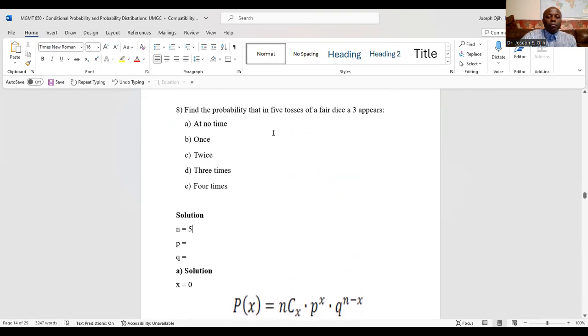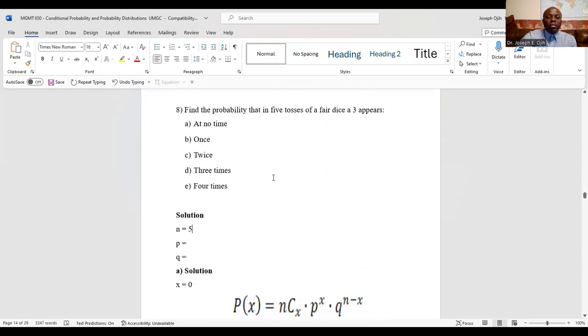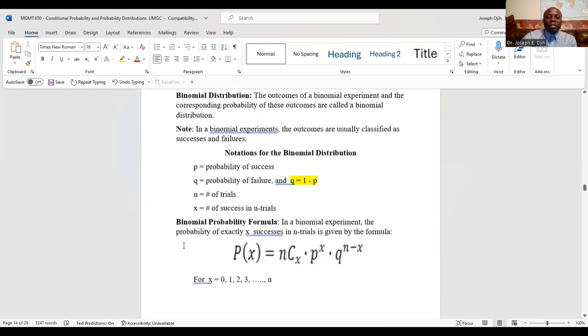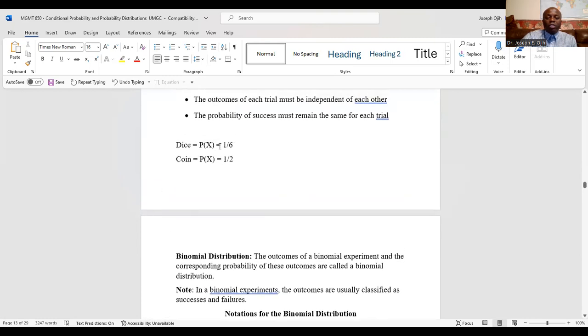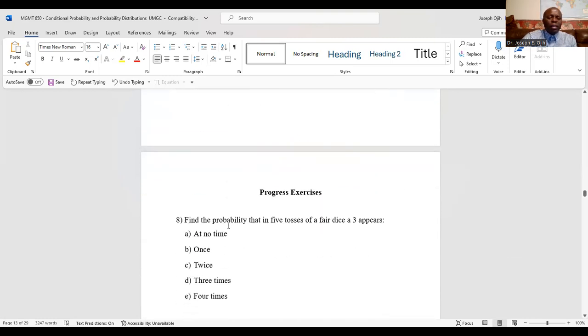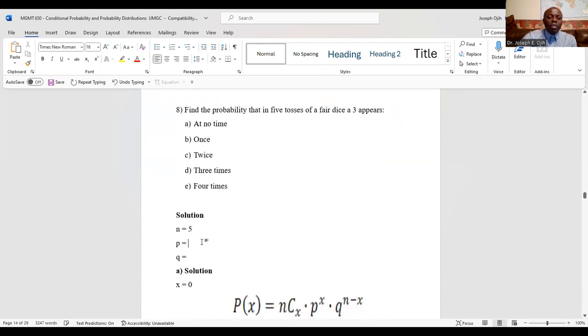For our p, which is the probability of success, for the dice, remember I explained here, that is 1 out of 6 chances for any of the outcomes. This one says a 3, so p is 1 out of 6. And q is 1 minus that, 1 minus 1 out of 6.